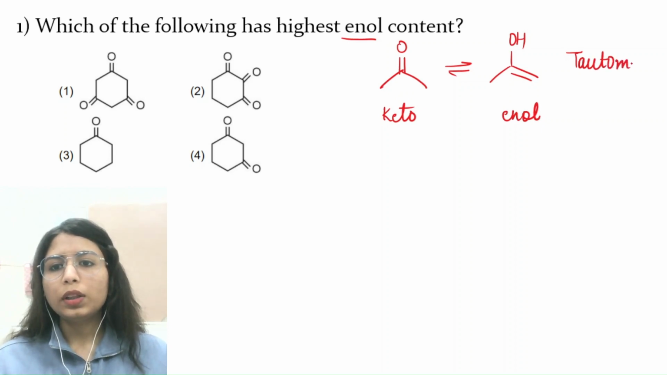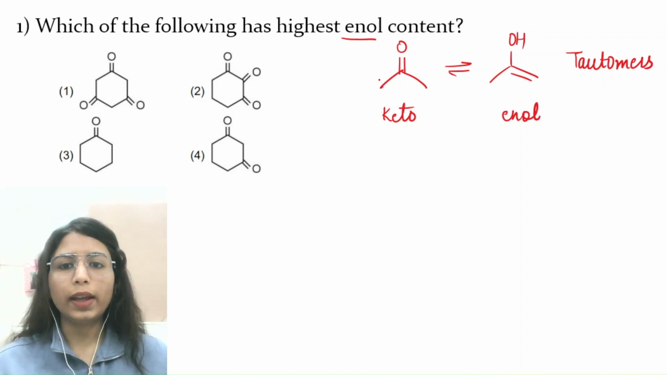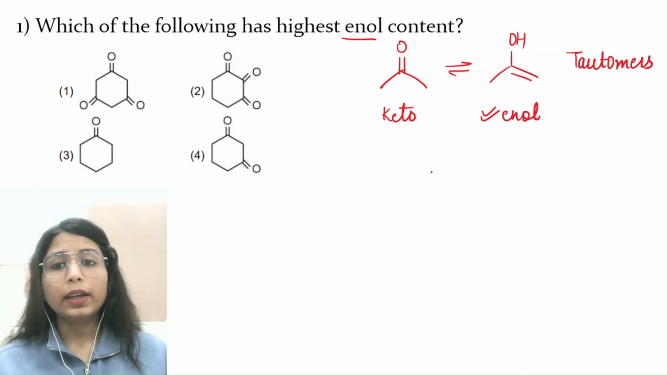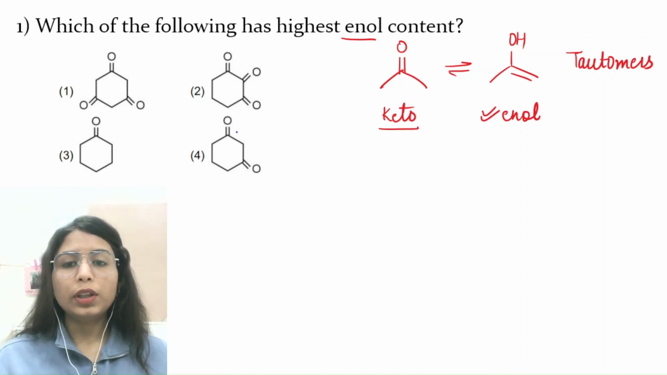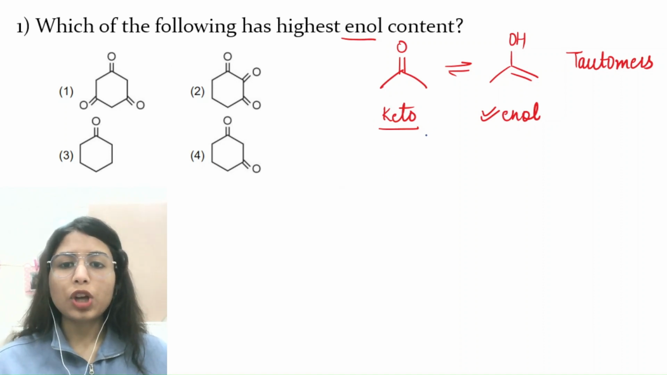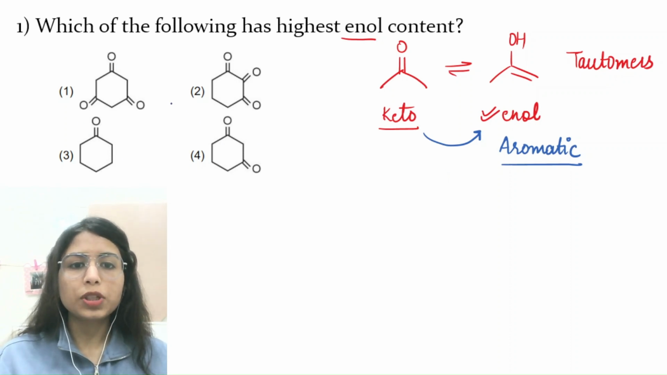So in the question it is asking which of the following will be having the highest enol content, which means which of them would exist in this form in greater ratio as compared to the keto form. So here you have to look for the driving factors such as aromaticity. The one which after the conversion from keto to enol form will be aromatic in nature will be more stable, right? And the one which will be more stable will exist in the highest enol content. So all of the options are given in the keto form.